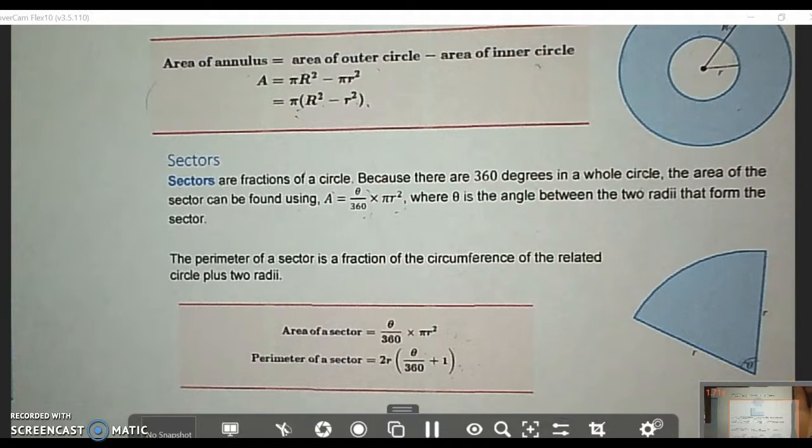So just to recap, when we're doing area of composite shapes, we work out the individual parts and either add them together or take them away, depending on what we've got to work out. An annulus is two circles, where you work out the area of the large circle and the small circle and take them away. And a sector is like a piece of pie, where this angle here will give you the fraction of the circle that you're looking at.